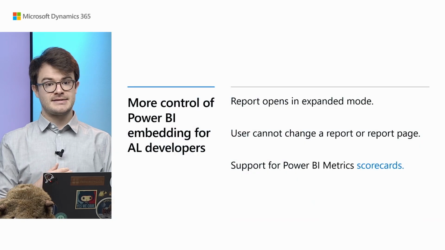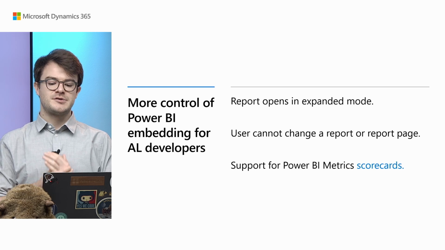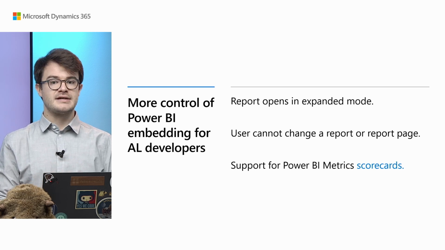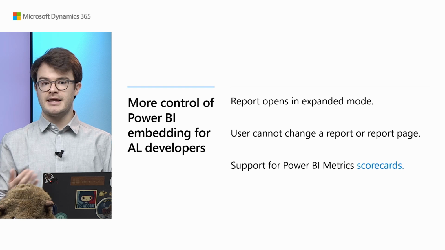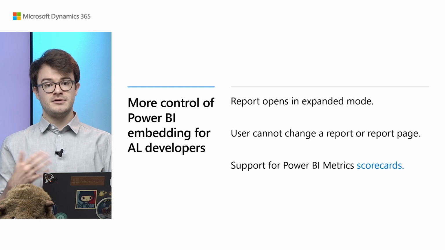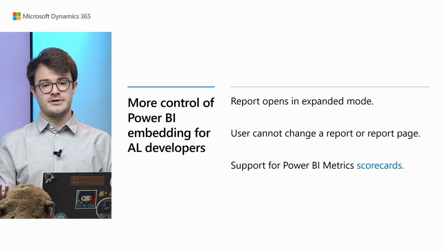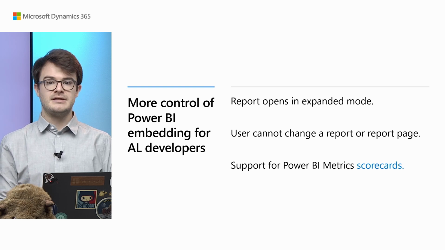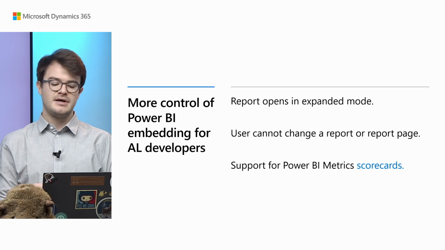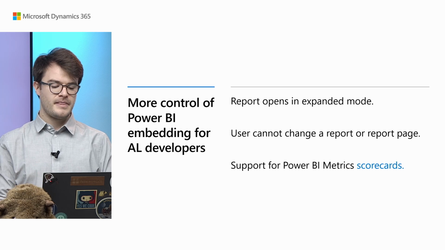So we want to highlight some points on what you can do. First of all, you can open a report in expanded mode directly using an AL action, for example, so the user can use all the real estate on screen. You can also prevent the user from changing which report is shown in a certain context inside Business Central, and also you can enable them or prevent them from changing the report page.